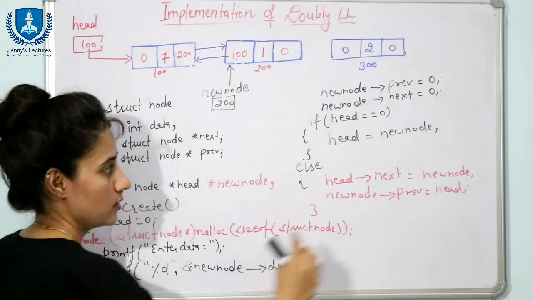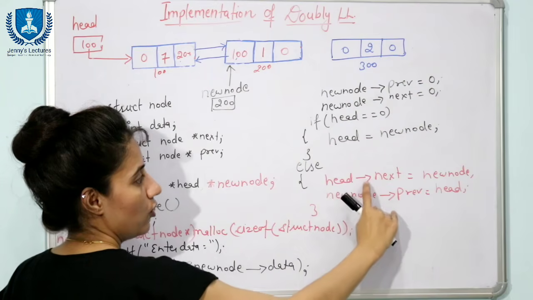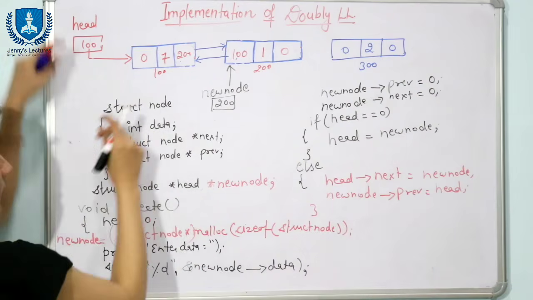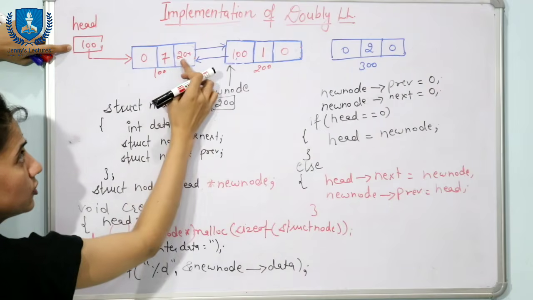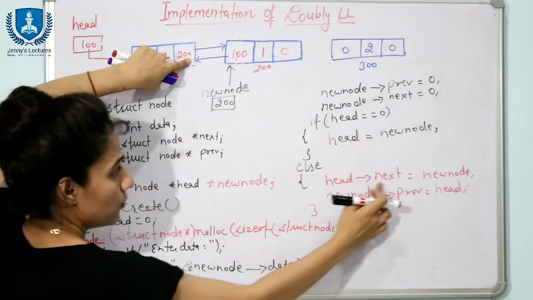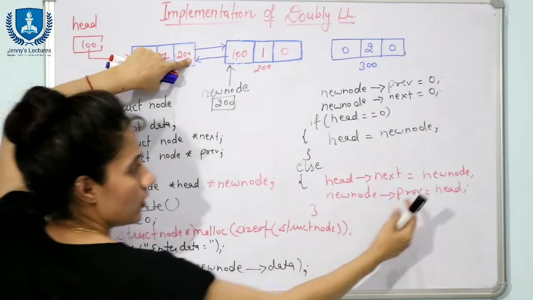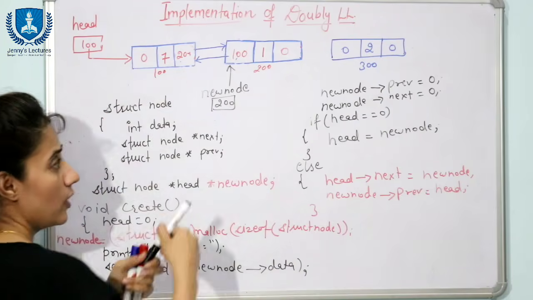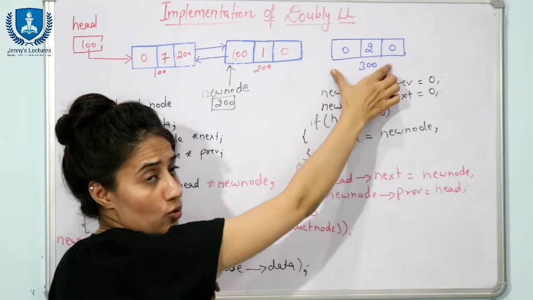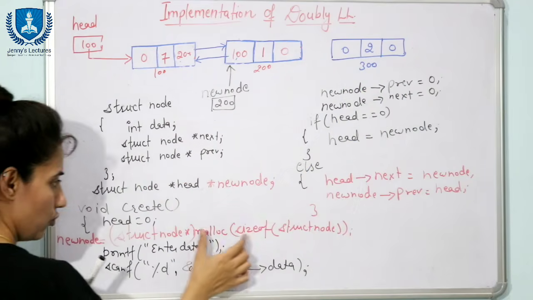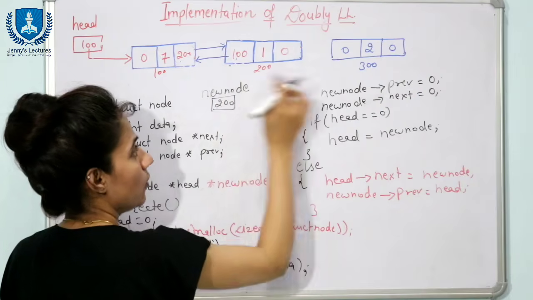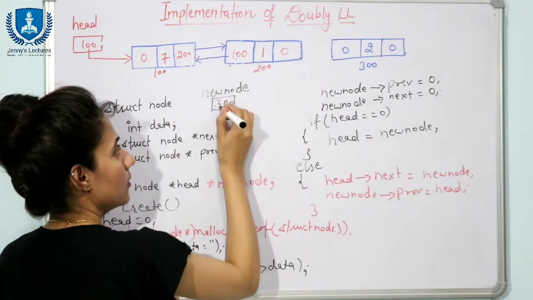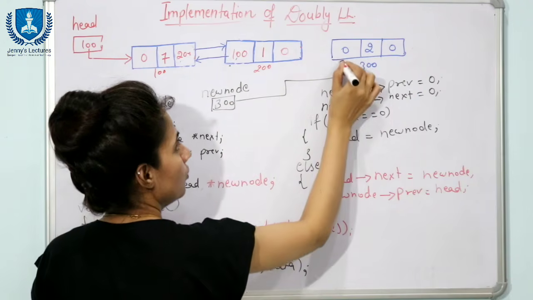Now see what happens. The first line is head of next is equal to new node. Head is containing 100. Using this we can access this node. Head next means this one. So here we will store new node. What is the value in new node? See, we have created this node, so its address would be contained in this new node pointer. So here this new node is now containing 300. It means it is pointing to here.